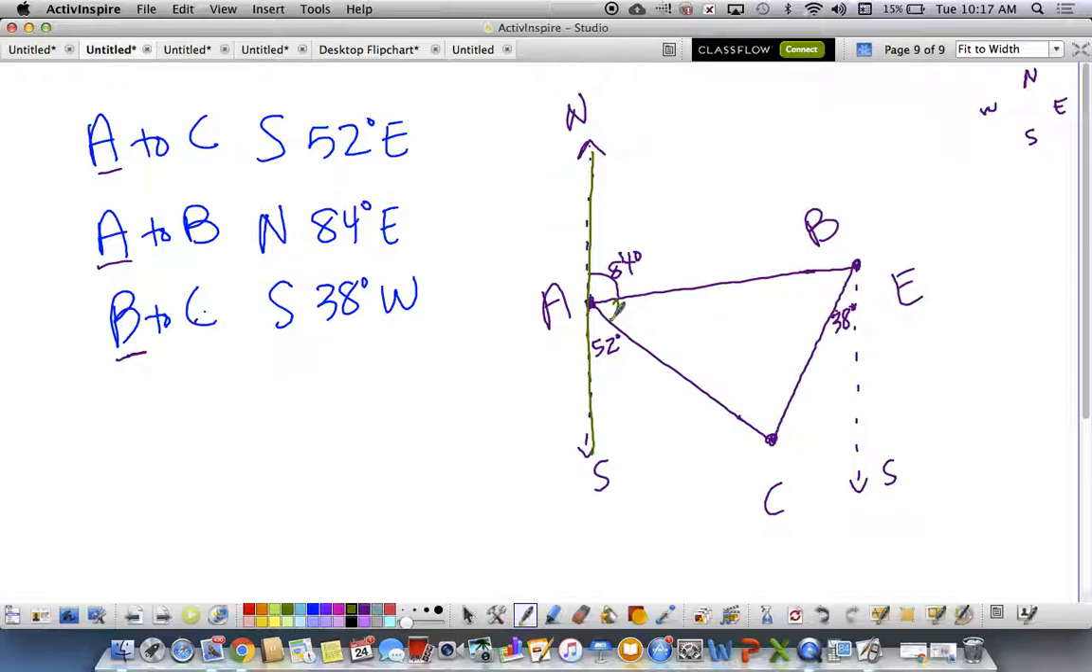You're going to say 180 minus 84 minus 52, or you can add them together and then subtract from 180. It's 44. Is it? It is. 44 degrees.